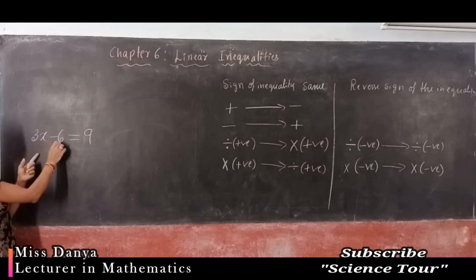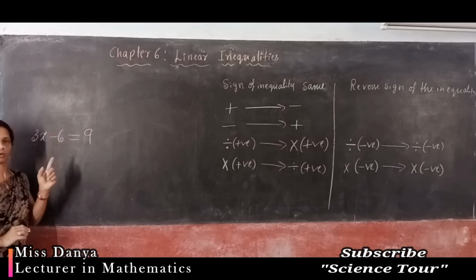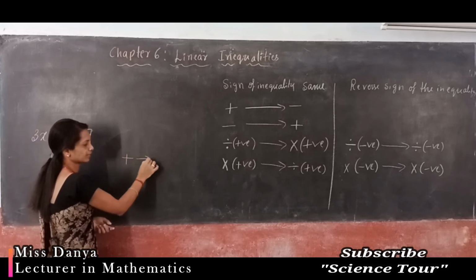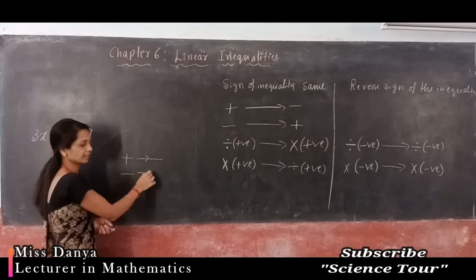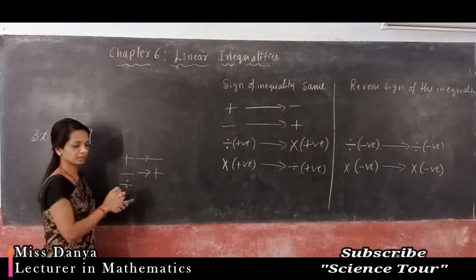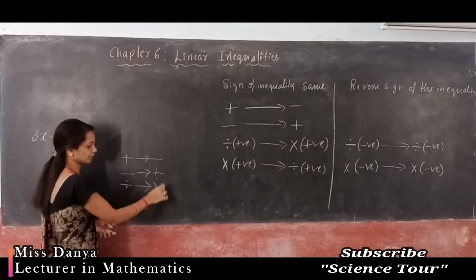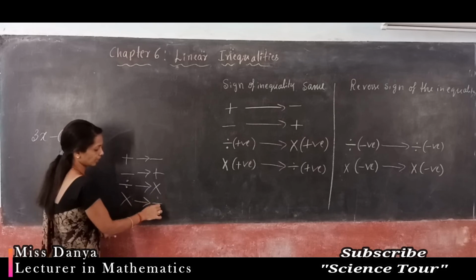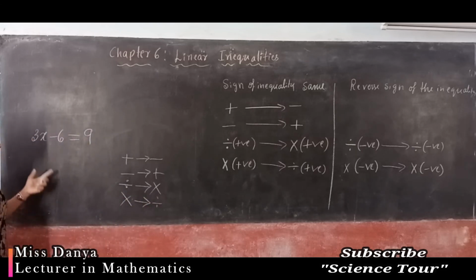You will shift minus 6. Always while solving an equation you will do this, right? A plus you shift to the other side as a minus, a minus you shift to the other side as a plus, multiplication by some number you shift to the other side as division by that number, and division by some number you shift to the other side as multiplication by that number, right?